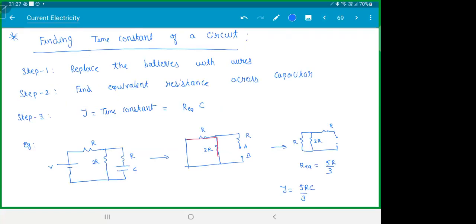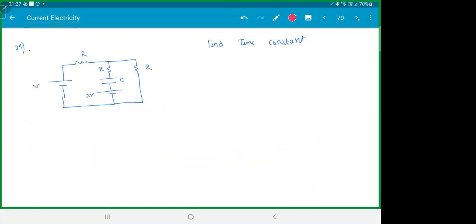Only issue is, this is valid only if there is one capacitor. There should be only one capacitor. You can have 100 batteries and 100 resistors, there's no problem. That is the only limitation. Get this?